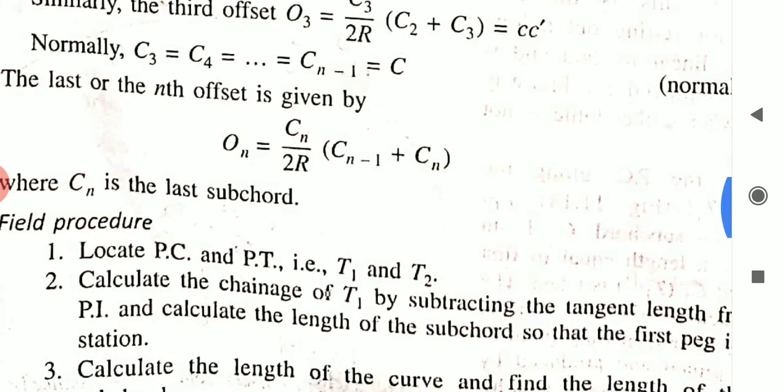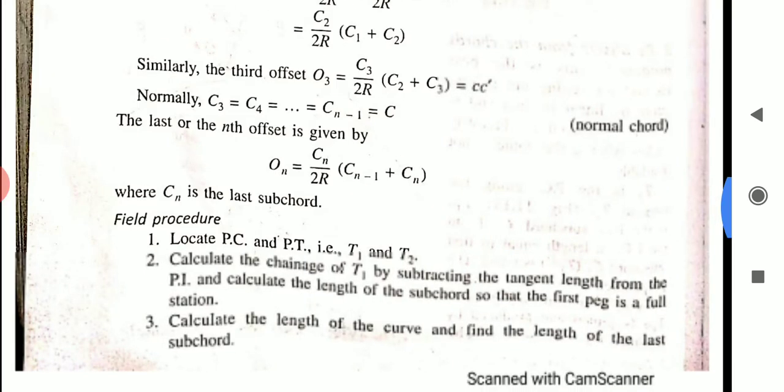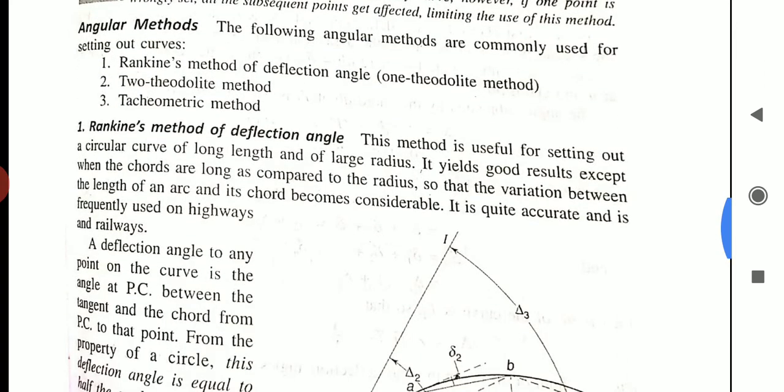This formula is, C1 is the last subchord. Okay, and the next one is setting out curves by angular methods. In angular methods, many times three types of angular methods are there. In your syllabus, only setting out curves by Rankine's deflection angle method is included, with some corresponding problems.